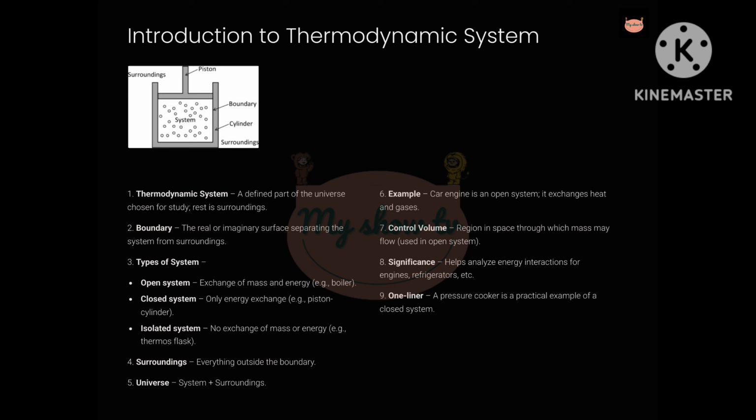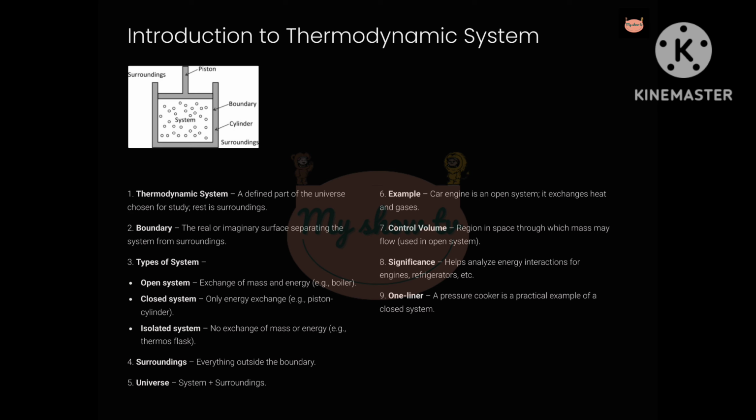There are three types of systems. 1. Open system. Both mass and energy, heat or work, can cross the boundary. Example: a steam turbine. 2. Closed system. Only energy can cross the boundary, but mass cannot. Example: gas in a piston cylinder if sealed. 3. Isolated system. Neither mass nor energy can cross the boundary. Example: a perfectly insulated thermos.